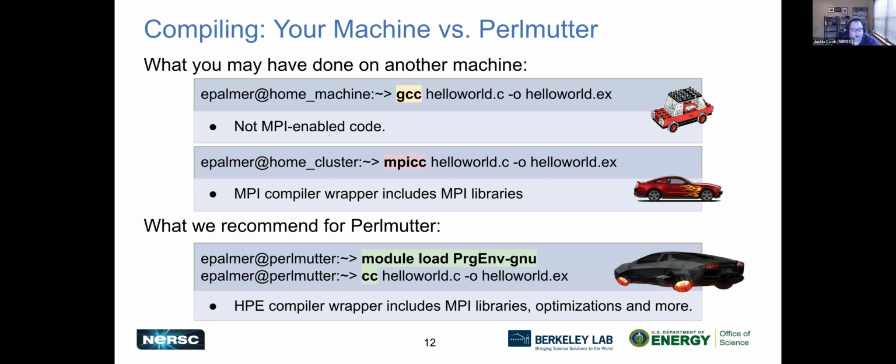So the best process to follow for Perlmutter is to use the Cray approach, which is module load your programming environment that you want to use, and then use the cc compiler wrapper for your Hello World example.